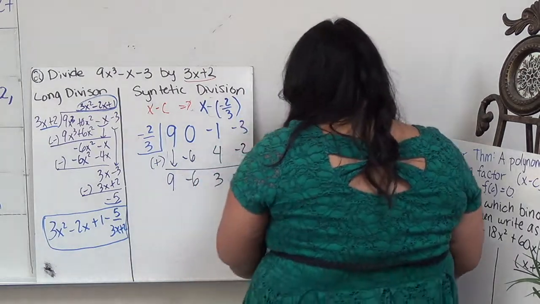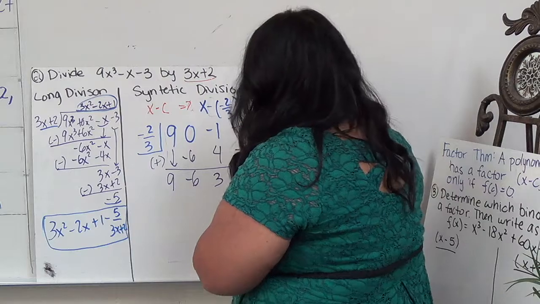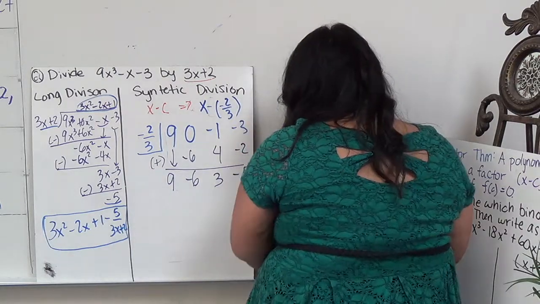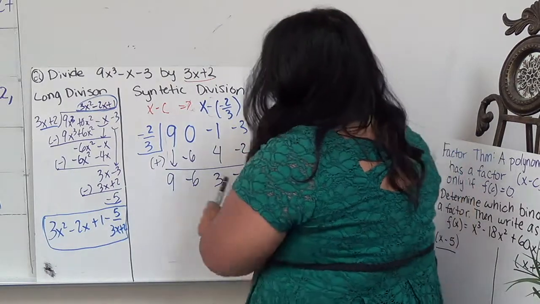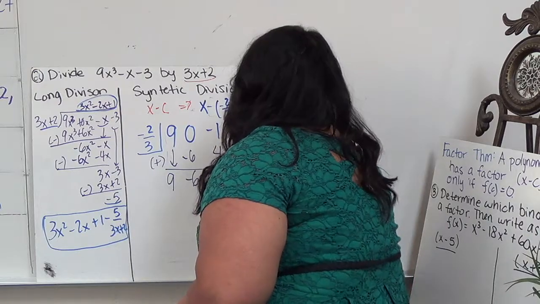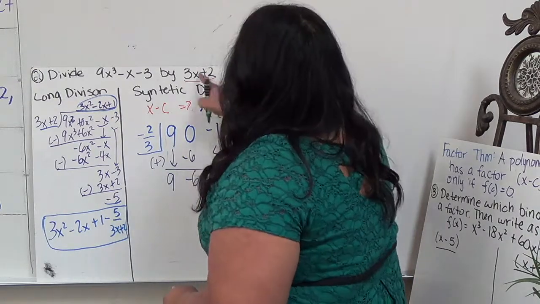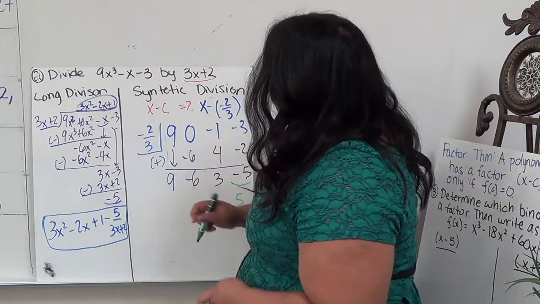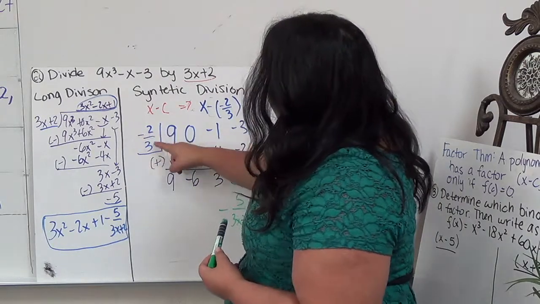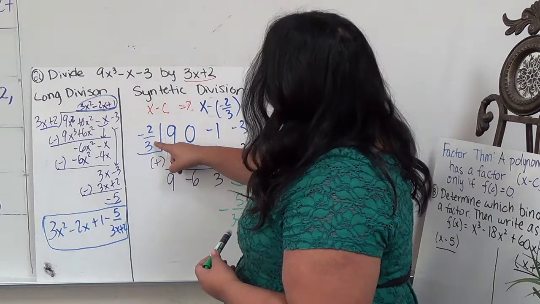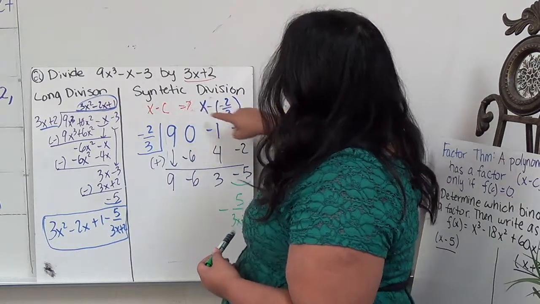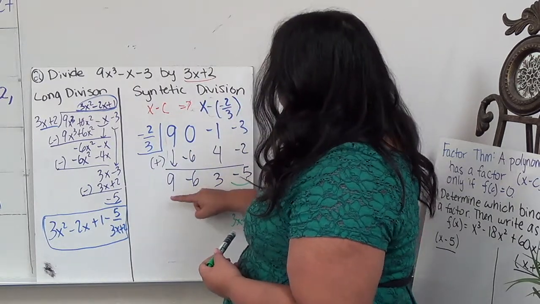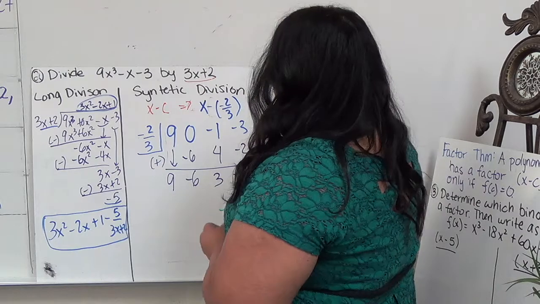So my remainder is still negative 5, but you might be confused on why these numbers are different. I can still put the denominator 5 over my original 3x plus 2. But these are divided by negative 2/3. And so in order for me to have gotten C, I had to divide everything by 3. So my original answers then need to be divided by 3 also.